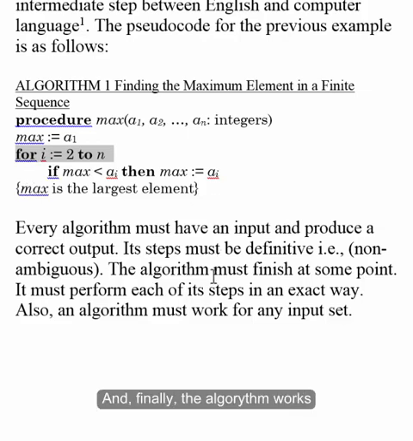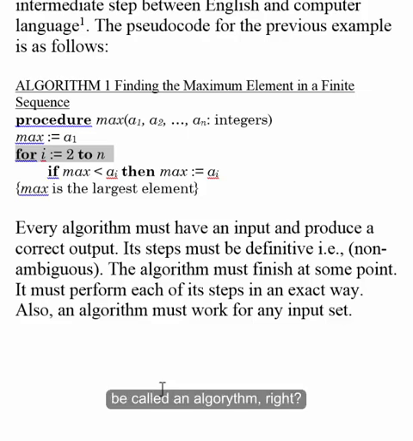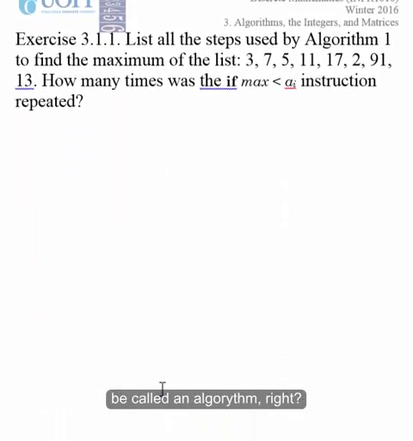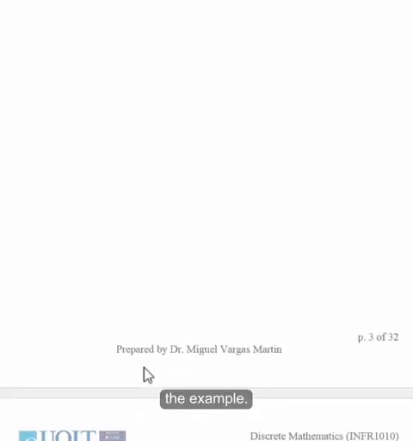And finally, the algorithm works. So those are basically the characteristics of an algorithm: an input, a finish, and it works. Okay, so those three are essential characteristics so that an algorithm can be called an algorithm, right? During the synchronous session for the course, we'll do the example.